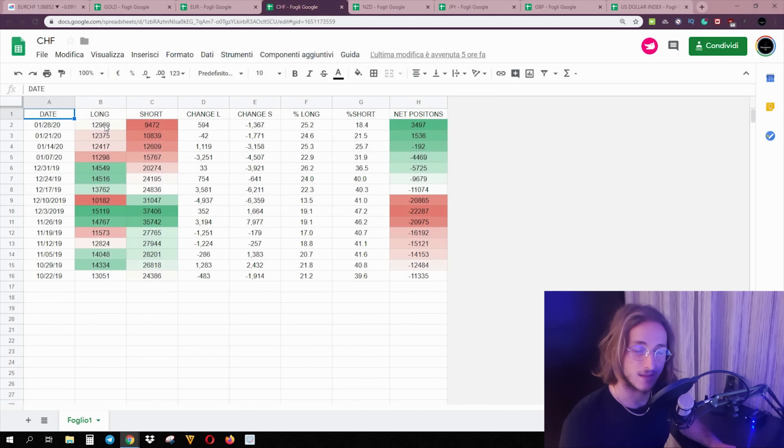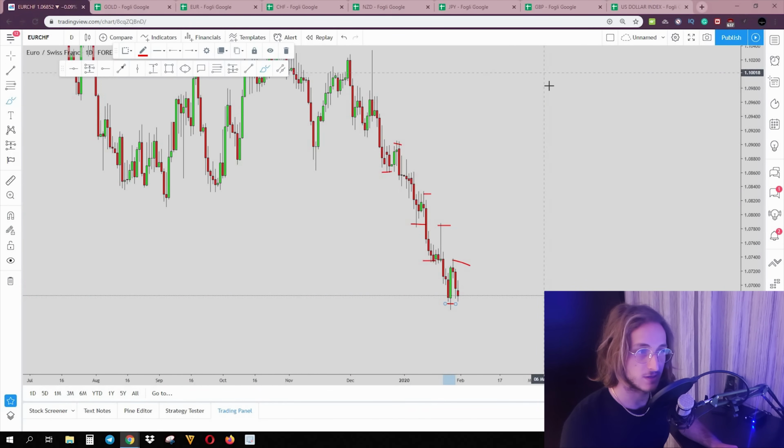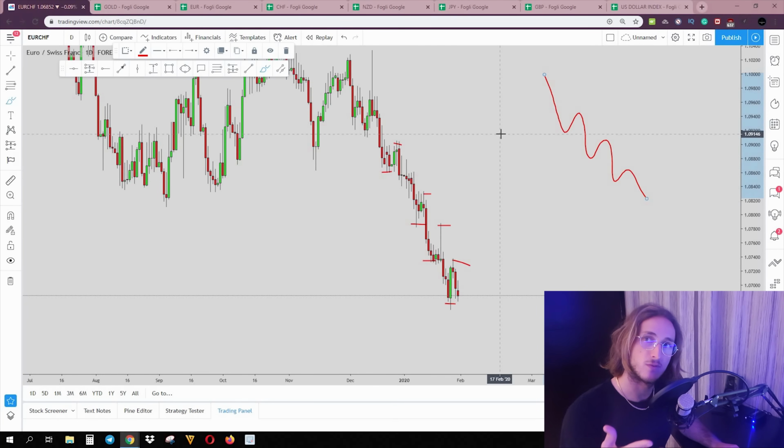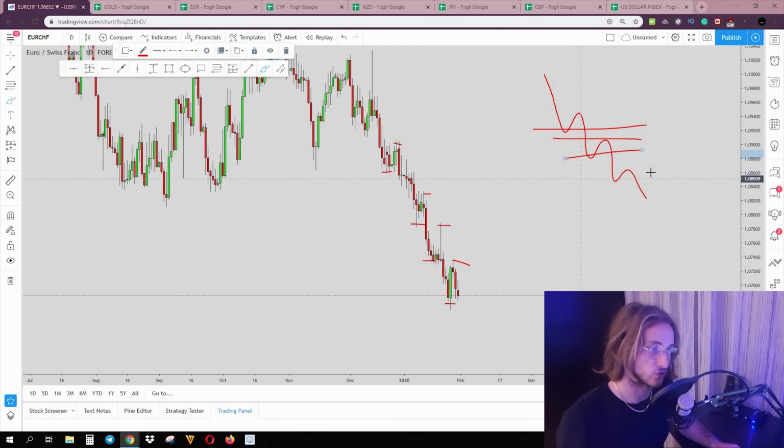Not many longs added, right? Look at the shorts. We went from 15K to 9K. So they decreased a lot of shorts and didn't really add proper longs. And if you look at most CHF pairs, in all of this time, they have been going to the downside. So while all CHF pairs were going to the downside, they were actually closing their shorts. Now, when I say they, I mean the non-commercial, so basically hedge funds and banks.